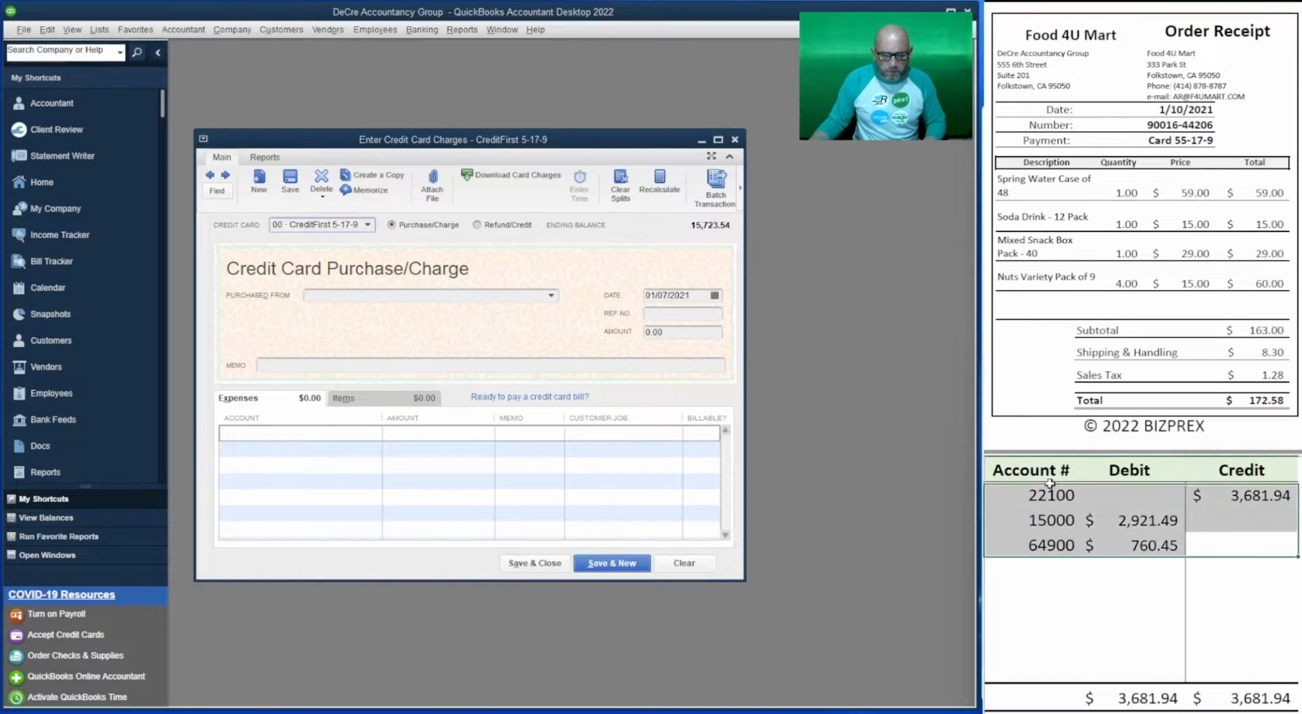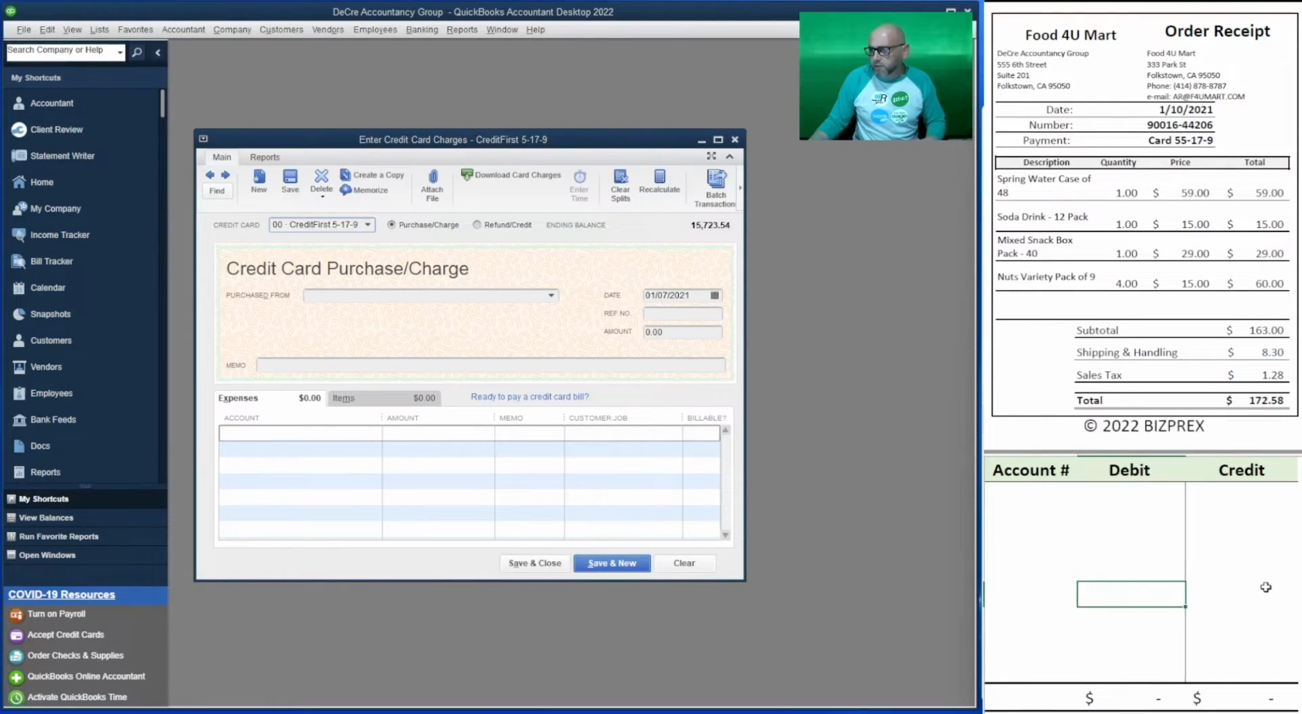Then we purchase some food items, all right? Because again, at the office, you want to have snacks, you want to have some water for the clients, you want to have some soda and water for the personnel that works there, right? If they want to have a drink, you don't want to be too cheap, you want to provide at least something. So here it is, right? We purchased some items from Food for You Mart. So let's go ahead and book it.